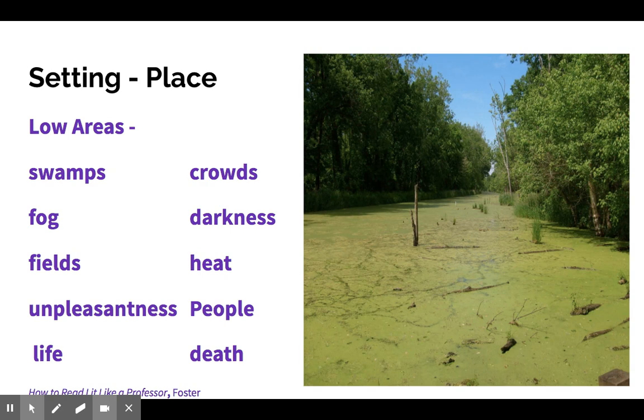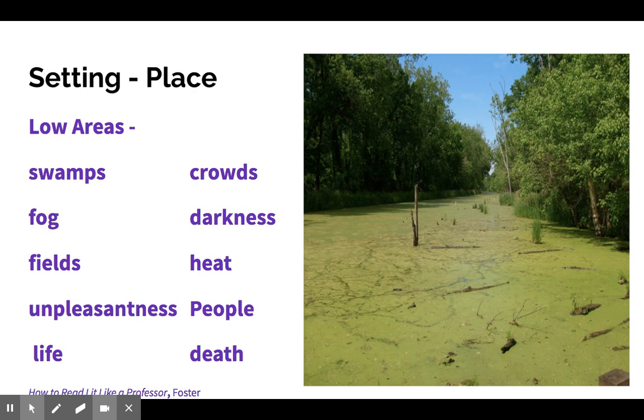If the physical landscape is low or high, that can also imply a lot. Swamps, for instance, right? Think about something like fog, which tends to hover around low areas. All of these things are evocative of an unpleasant situation.